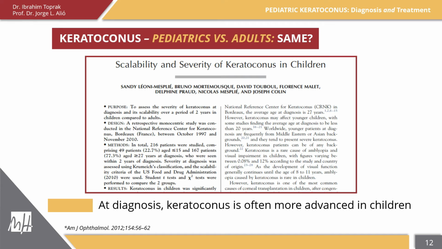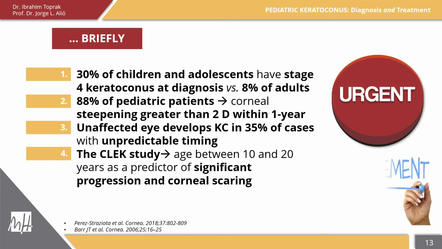Unfortunately, at diagnosis, keratoconus is more advanced in children. In summary, 30% of children and adolescents have stage 4 keratoconus at diagnosis. 88% of pediatric patients show corneal steepening greater than 2 diopters within 1 year. The unaffected eye develops keratoconus in 35% of cases, and we cannot predict timing. An important trial showed that age between 10 to 20 years is an important predictor of significant progression and corneal scarring.